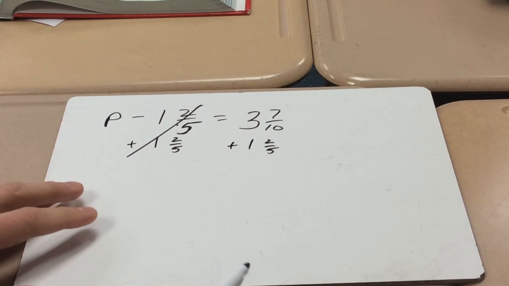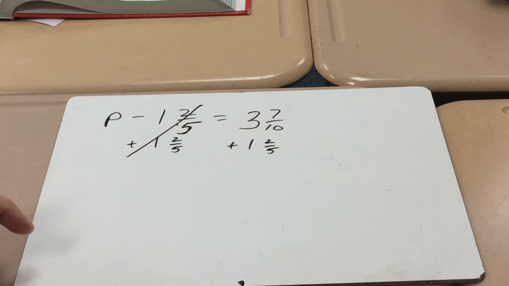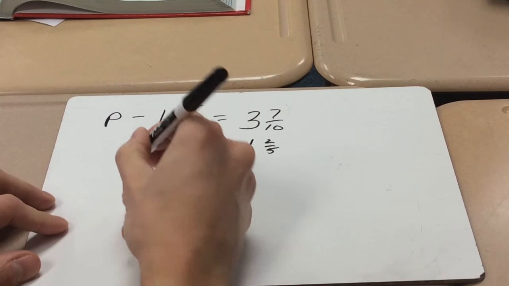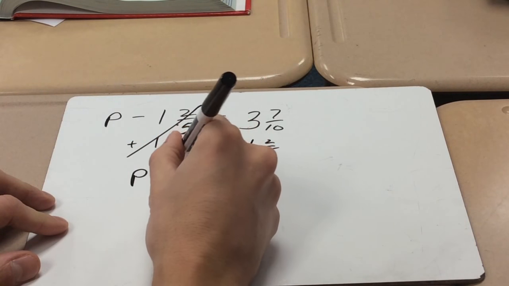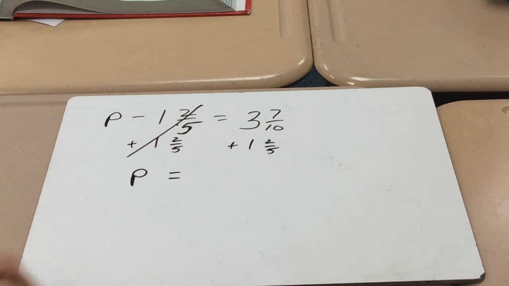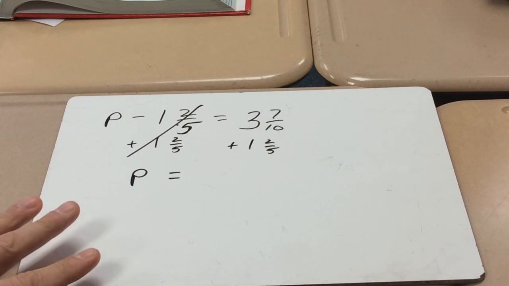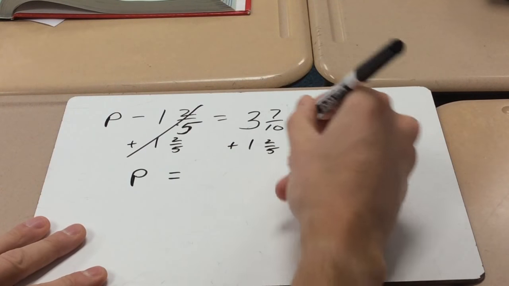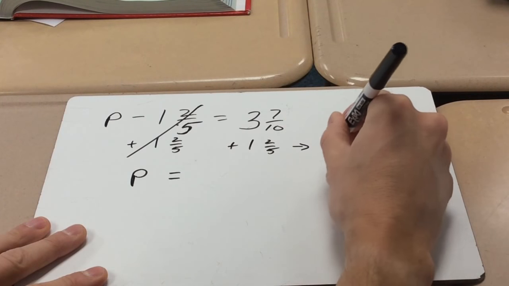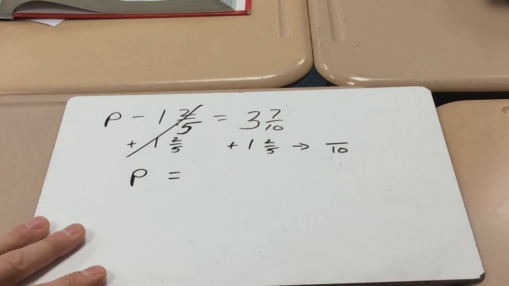Again, you have minus 1 2/5 plus 1 2/5, so that cancels out. And what you have left is p. And now you have something that you can solve. Again, we do not have common denominators, so we will need to make them. And I see that they are tenths.